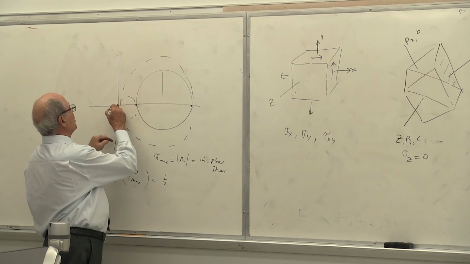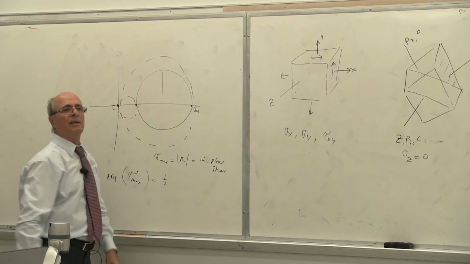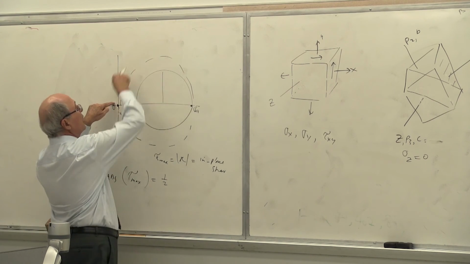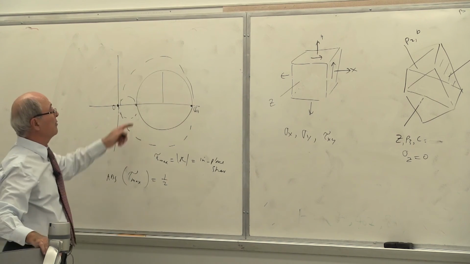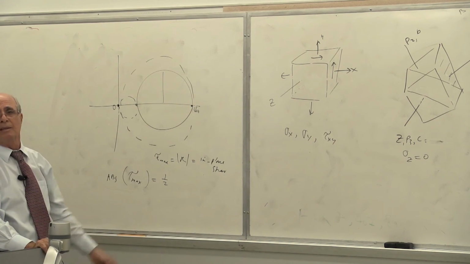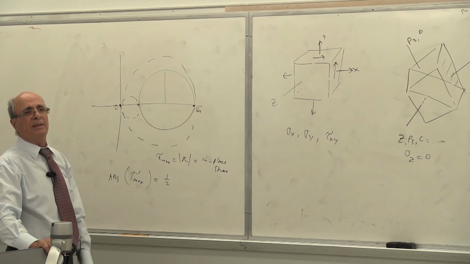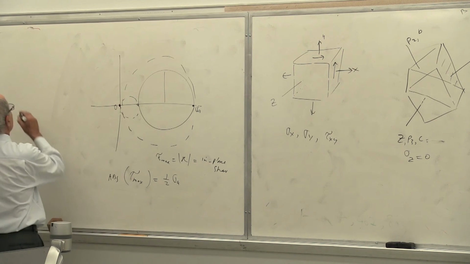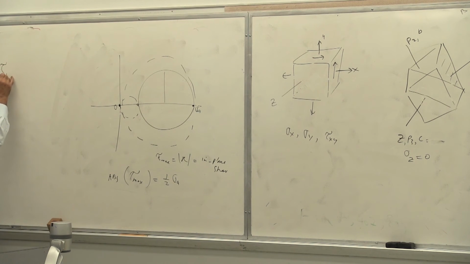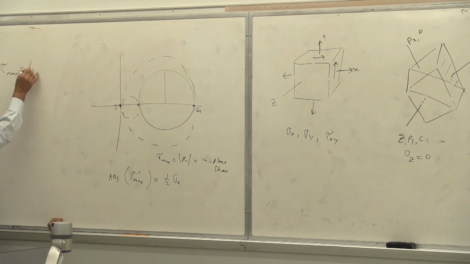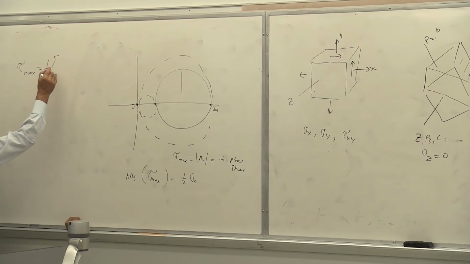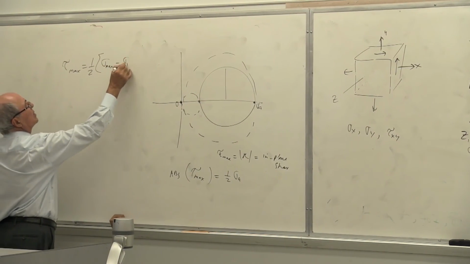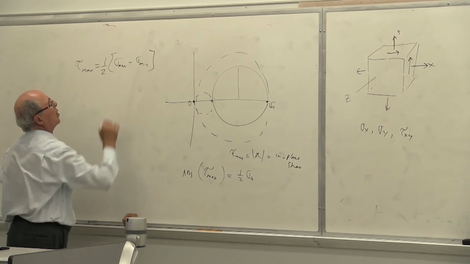1/2 of, this is 0 and this is sigma A, correct? The radius of this larger circle, what's the radius of that larger circle? 1/2 of sigma A. So please write it down. In general, this is the equation, guys. Tau max is always equal to 1/2 of sigma max minus sigma minimum. This is always the case.